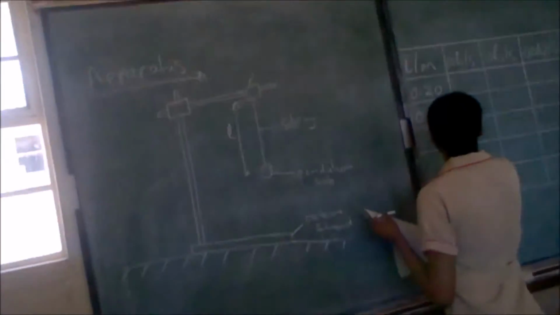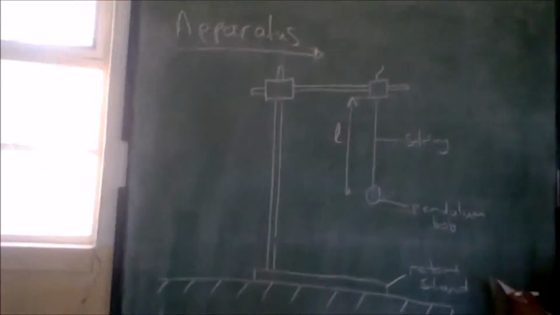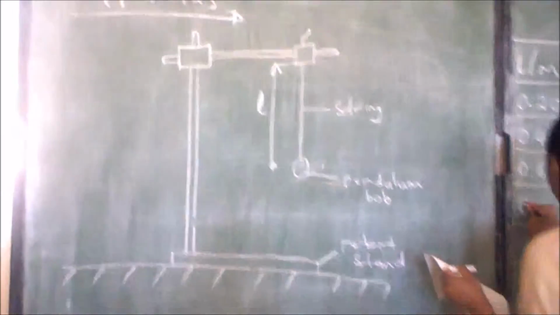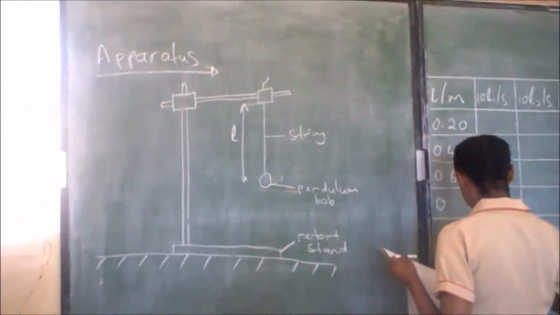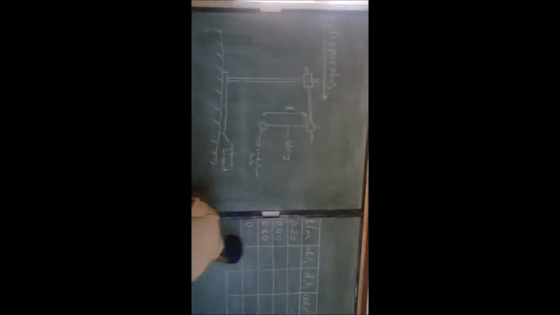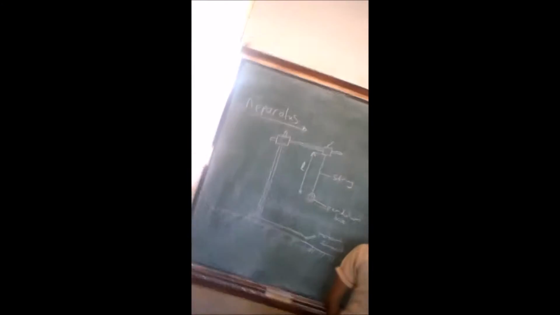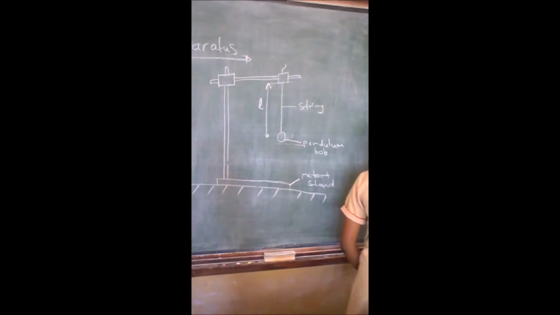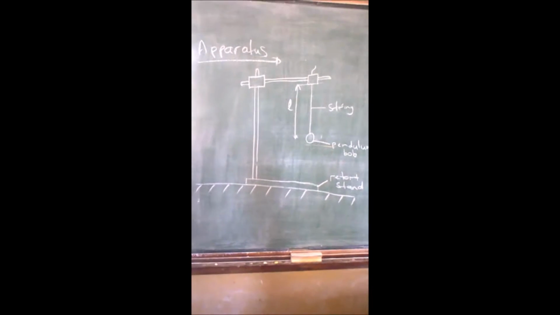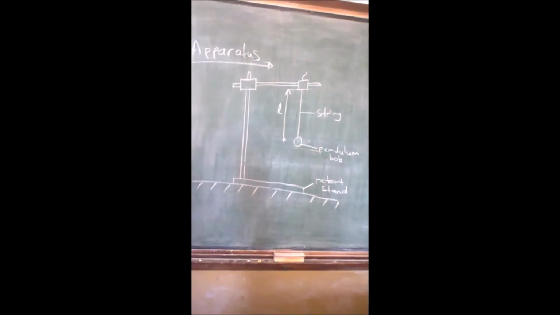Right, done. Okay, let's get into our positions and carry out an experiment to find the value of G using a simple pendulum. On the board there, we have a setup of the apparatus that we are going to use. Right, let's set up the apparatus as shown.